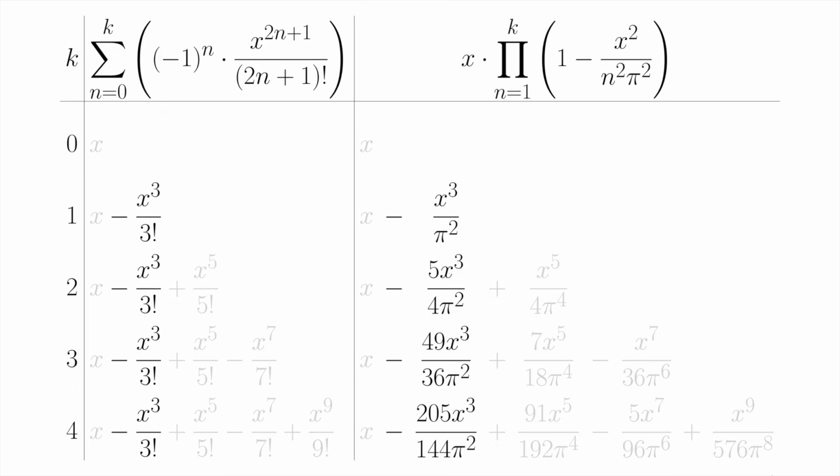On the left, as soon as we get past the 0th line, this term is always minus x cubed over 6. On the right-hand side, in the first line, we get minus x cubed over pi squared. Then, in the second line, we get minus 5x cubed over 4 pi squared. In the third, minus 49x cubed over 36 pi squared, and so on. To illuminate this, let me note that we can write this term in the first line as minus x cubed over pi squared times 1.